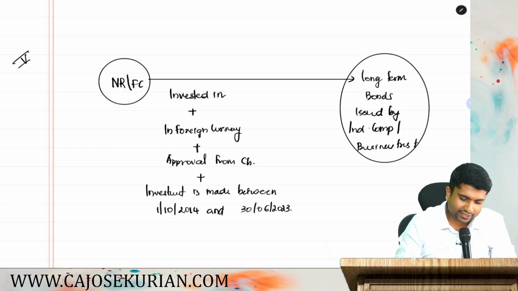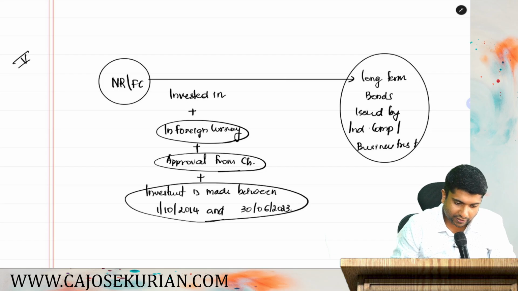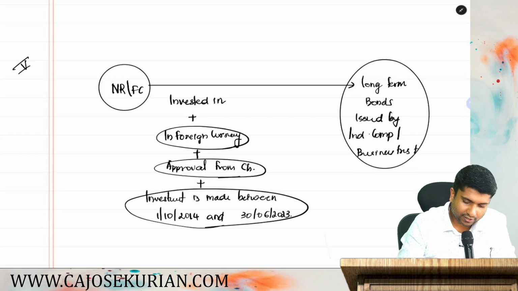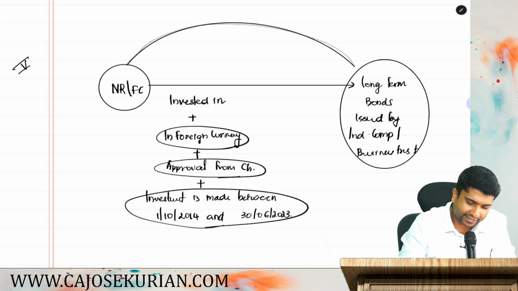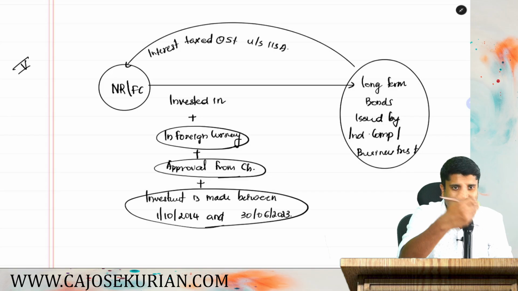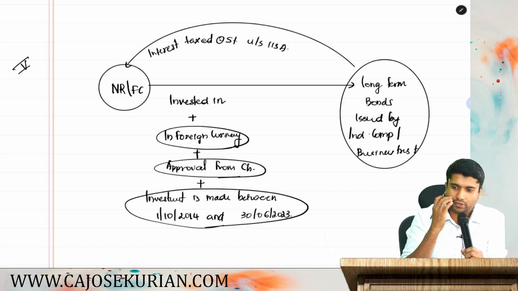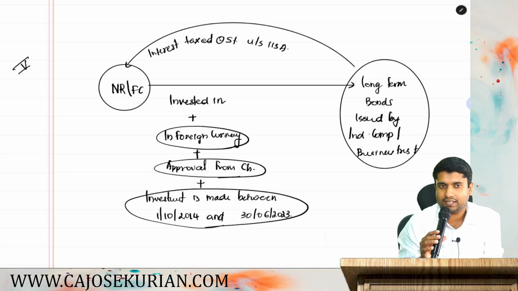If all these things are satisfied, foreign currency, approval from CG, investment date, if everything is satisfied, you will get what? Return interest income. This interest is also taxed at what rate? Only 5% under section 115A. Everything is 115A.